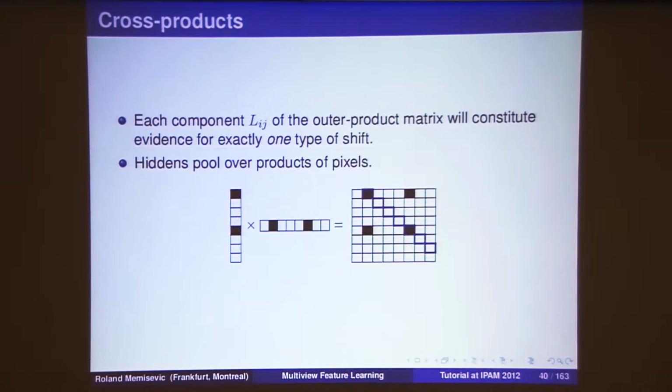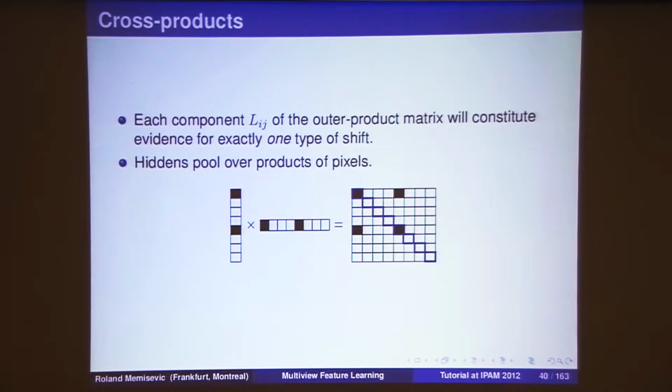And the reason is that this outer product matrix, if you think about it for a minute, is going to contain components here which only get on if the right shift was present. They wouldn't turn on if the right shift wasn't present. So for example, a right shift would lead to units that can be on here. So if you have a hidden unit that pools over these, then that hidden unit would only collect evidence for right shift. None of these units would turn on otherwise.